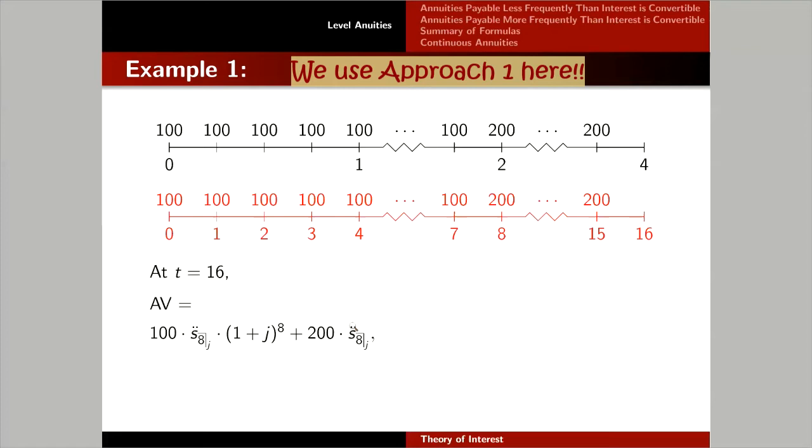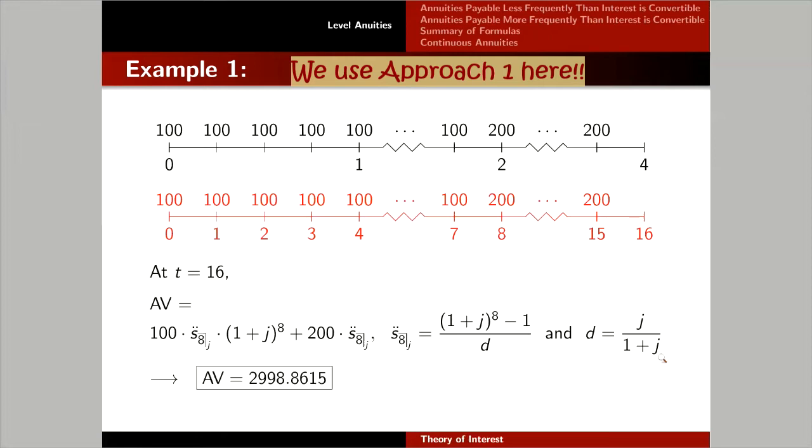All right, so how are we going to get the numerical value of this? You recall S double dot angle 8 using J as the effective rate of interest, it is equal to 1 plus J raised to 8 minus 1 all over D. And don't forget, D is equal to J divided by 1 plus J. What is J? Yung kinumpute natin kanina, your I upper 4 over 4. Using your calculator, you will get that value.